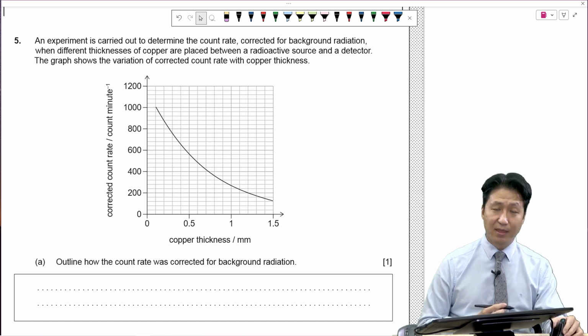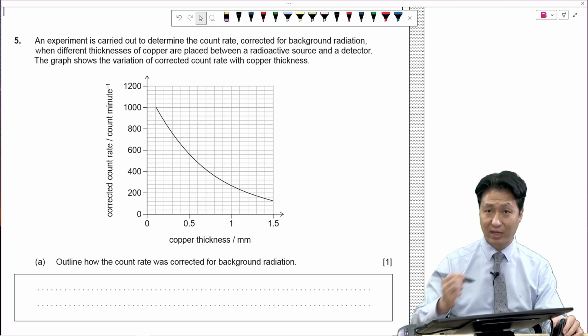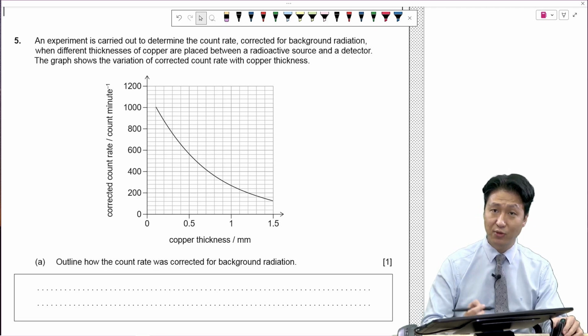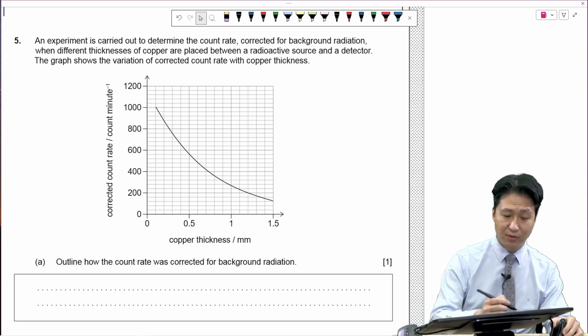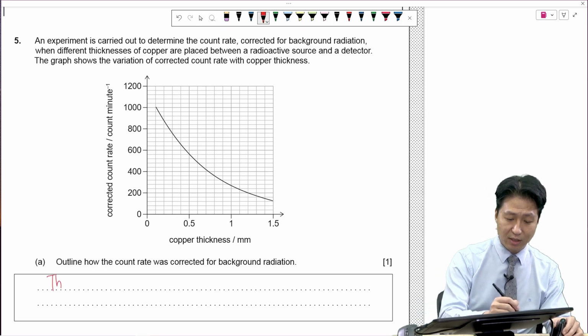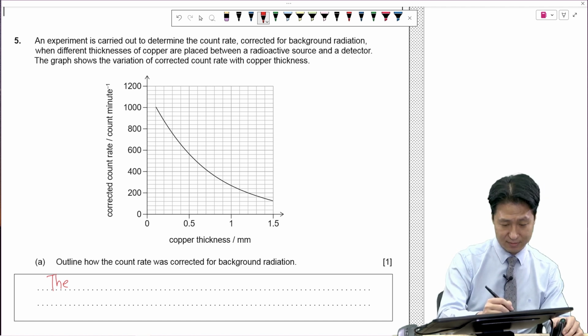Question number 5. An experiment is carried out to determine the count rate corrected for background radiation when different thicknesses of copper are placed between a radioactive source and a detector. The graph shows the variation of corrected count rate with copper thickness. Outline how the count rate was corrected for background radiation. Well, this is just very simple. Background radiation is a systematic error. So the background count rate is subtracted from the readings.